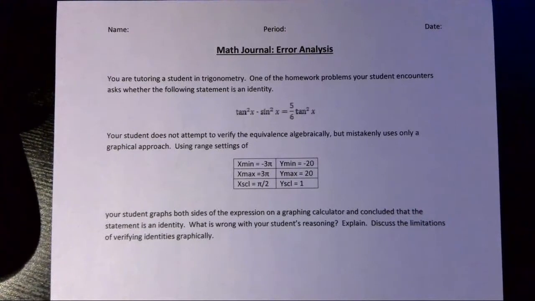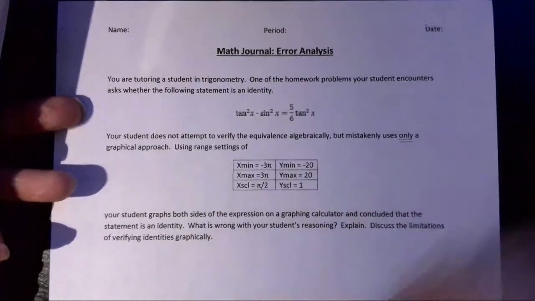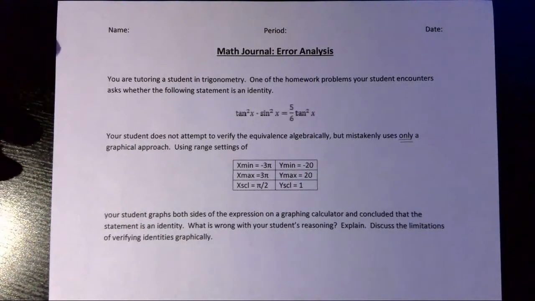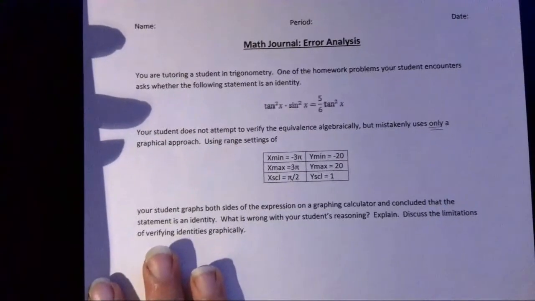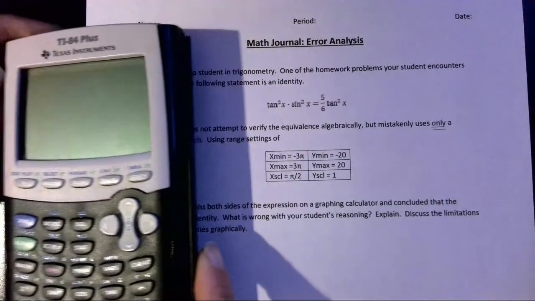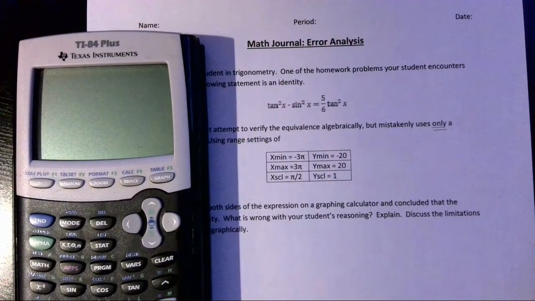And it goes on to say that your student does not attempt to verify the equivalence algebraically, but mistakenly uses only a graphical approach. And I think the key phrase there is "uses only a graphical approach," because remember when we talked about the graphical approach, there were some limitations that we had to take into account. So I suspect that's what we're going to run into here, is figuring out what the student did that made it hard to see if there was a mistake or not in their work.